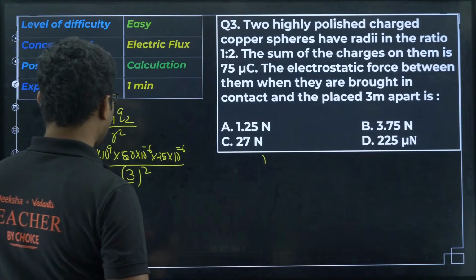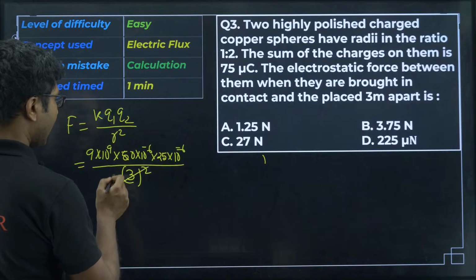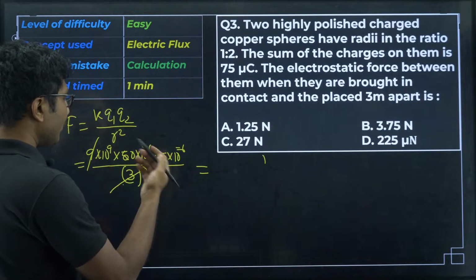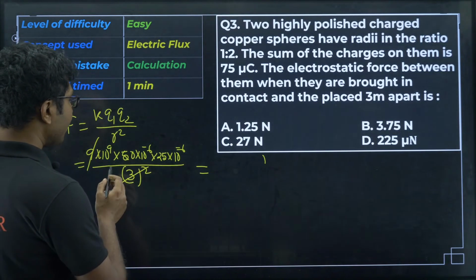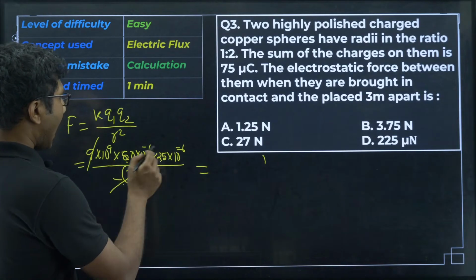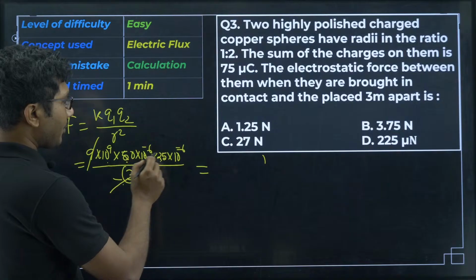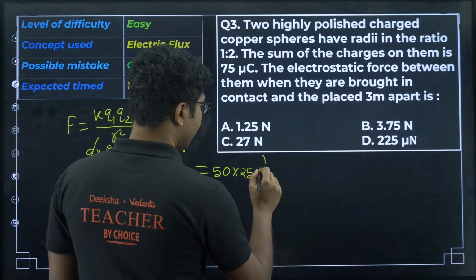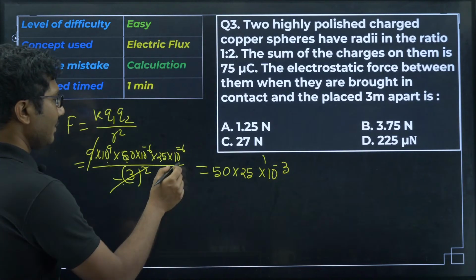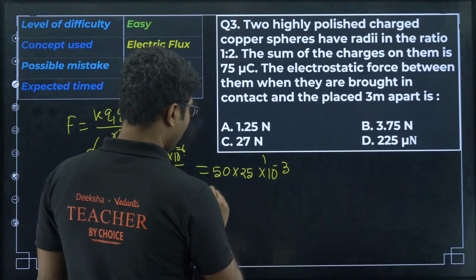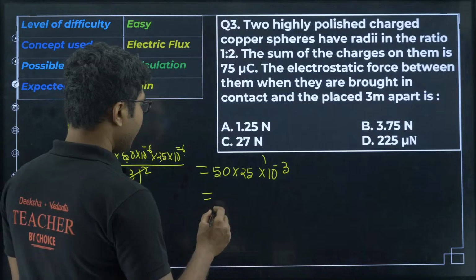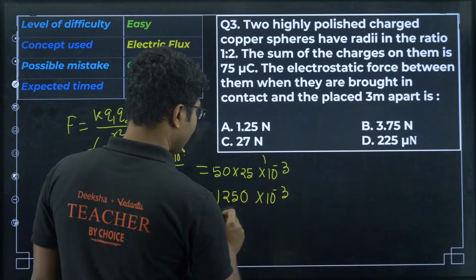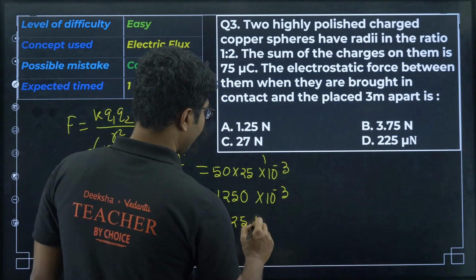And try not to use calculators while solving problems. Now this 3 square and this 9 will cancel. So you can save some time. Now if you see, there will be 50 into 25 and 10 to the power of 9 and 10 to the power of minus 12. So 50 into 25 into 10 to the power of minus 3. Why minus 3? Minus 12 plus 9 is minus 3. 5 25s are 125, so 1250 into 10 to the power of minus 3. So it will be 1.25 Newton.